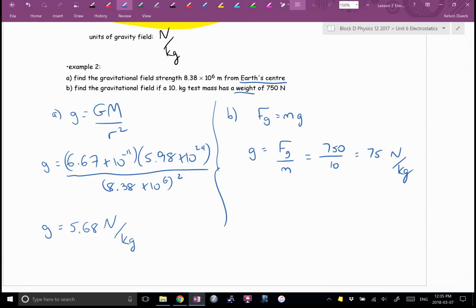Two ways to calculate or measure field strength. One is if you know the planet, how far away you are. The other is, I don't know what the planet is, but I can measure the tug, the force on me, and I know how much mass there is here. That can also figure it out.